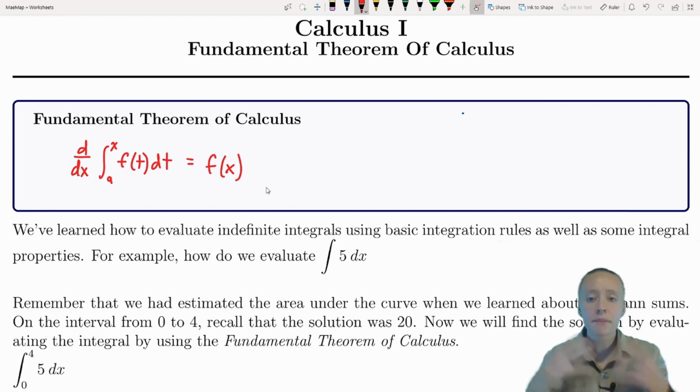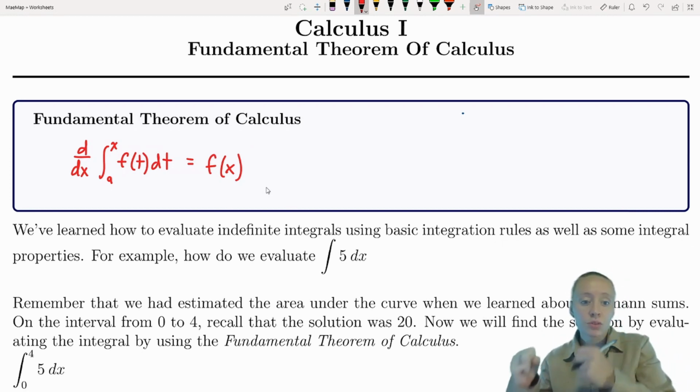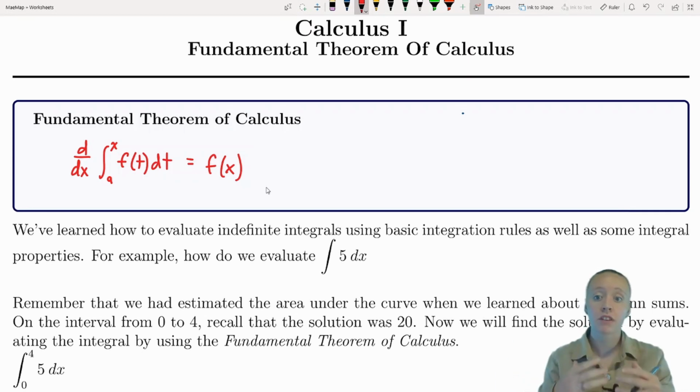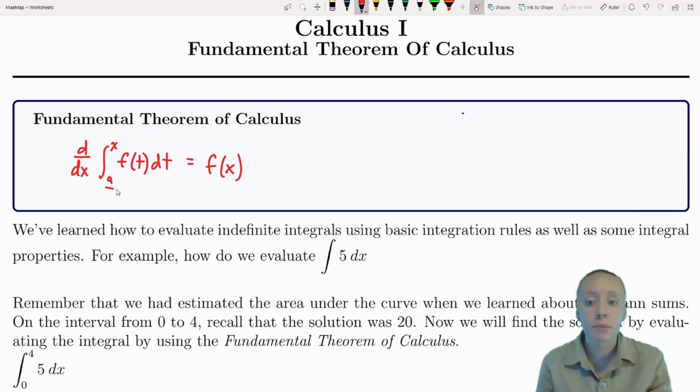Which, thinking about it, makes sense, right? Taking the derivative of an antiderivative should give us some form of our original function. And if we're going from a constant to our variable, well, then we're going to get f of x.